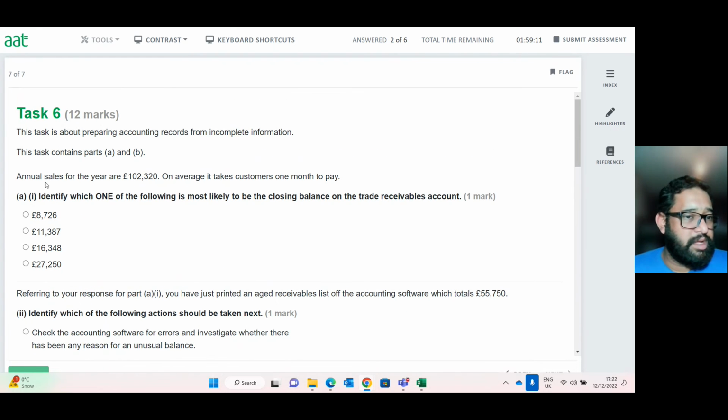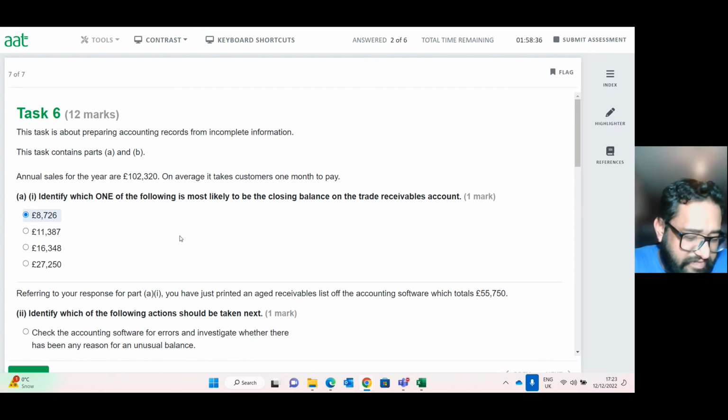So the first statement they're telling you about: annual sales for the year is 102,320, and on average it takes a customer 1 month to pay. So normally, how much is going to be the per month transaction? It's going to be 102,320 divided by 12, and I'm getting about 8,526 pounds and 67 pence. This is the closest to that one. So that will be a balance at the end of a month.